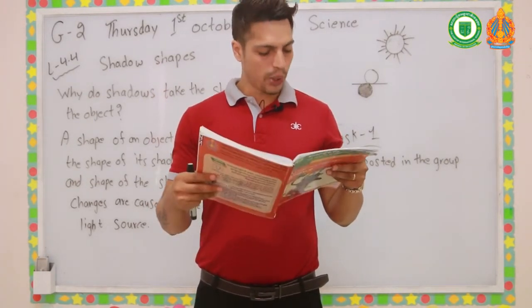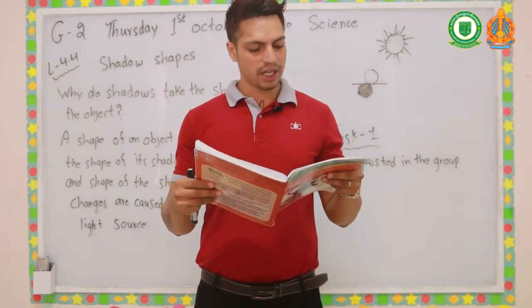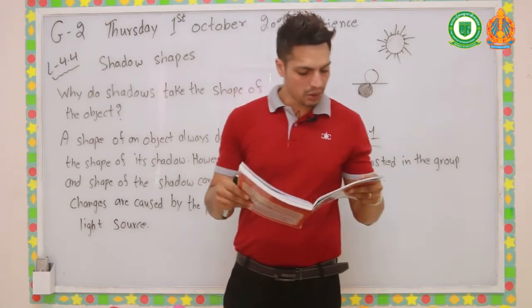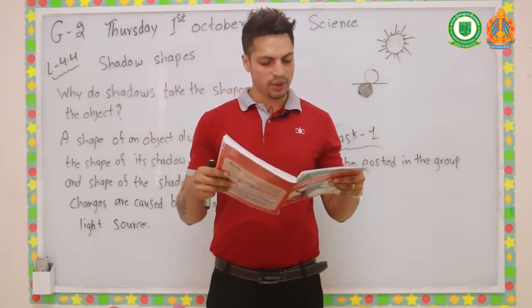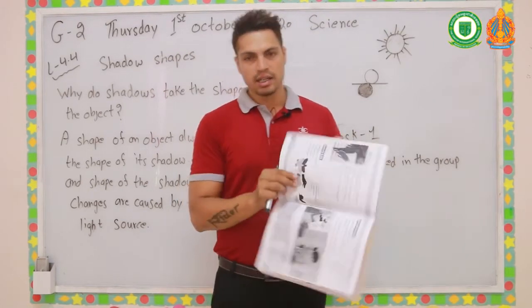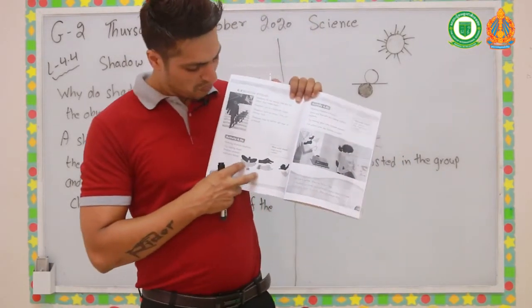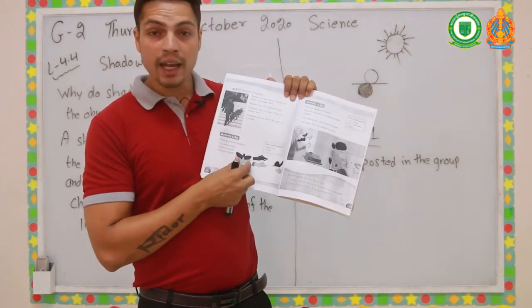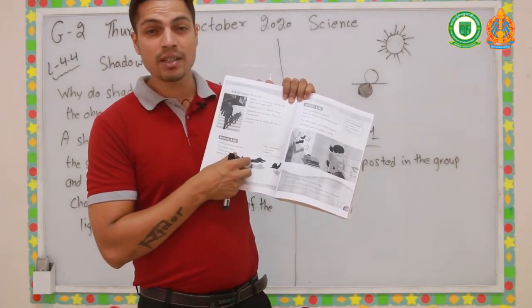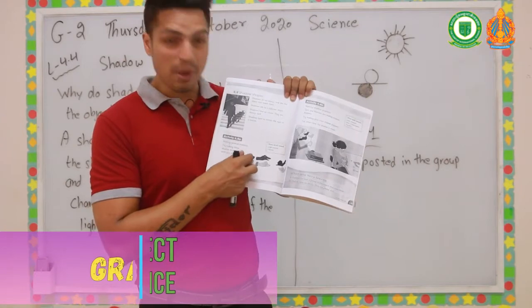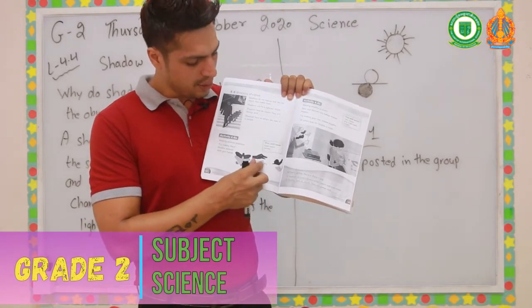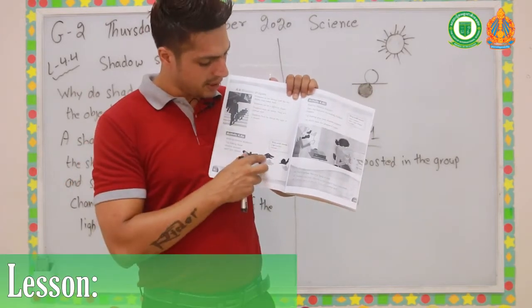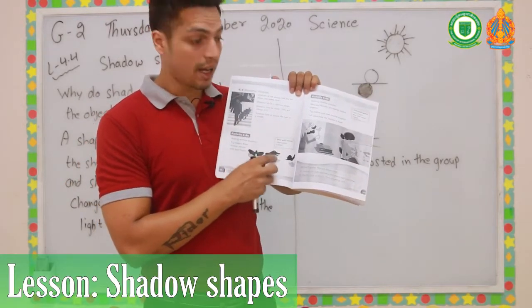Activity 4.4a, making animal shadows. You can try this at home. Try making these shadow animals with your hand. You can see some hands, and they are making shadows. It's a hand, but the shadow appears as a bird. Here you can see you can make shadows with the hand, but it appears as an animal.